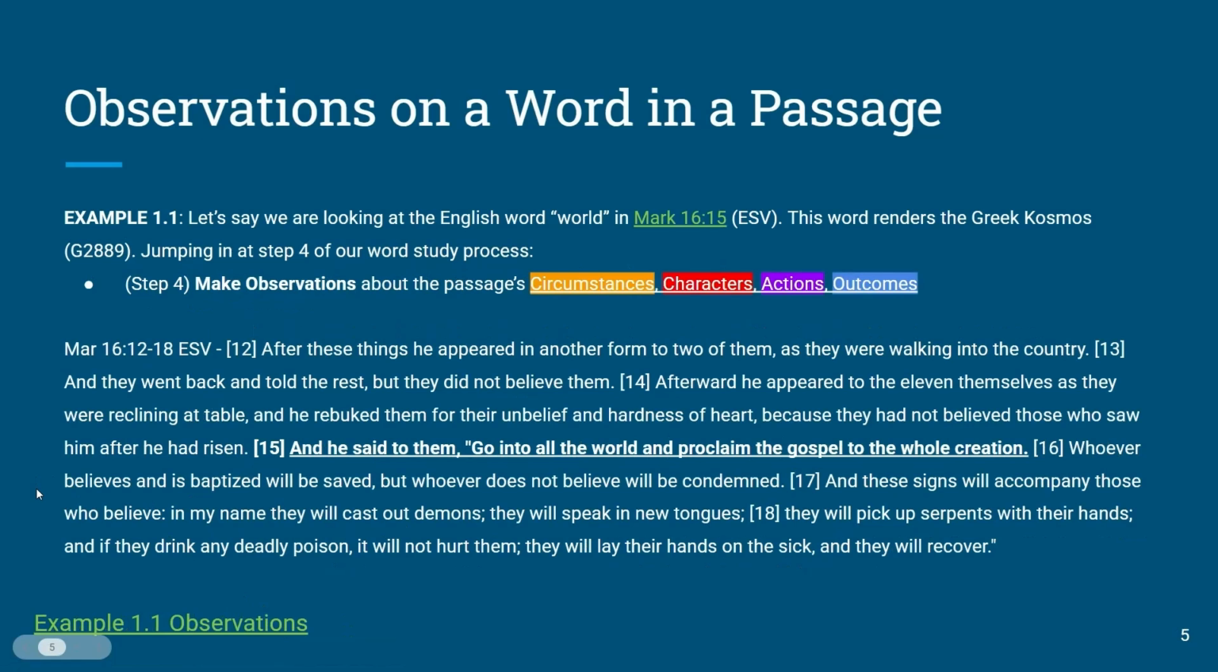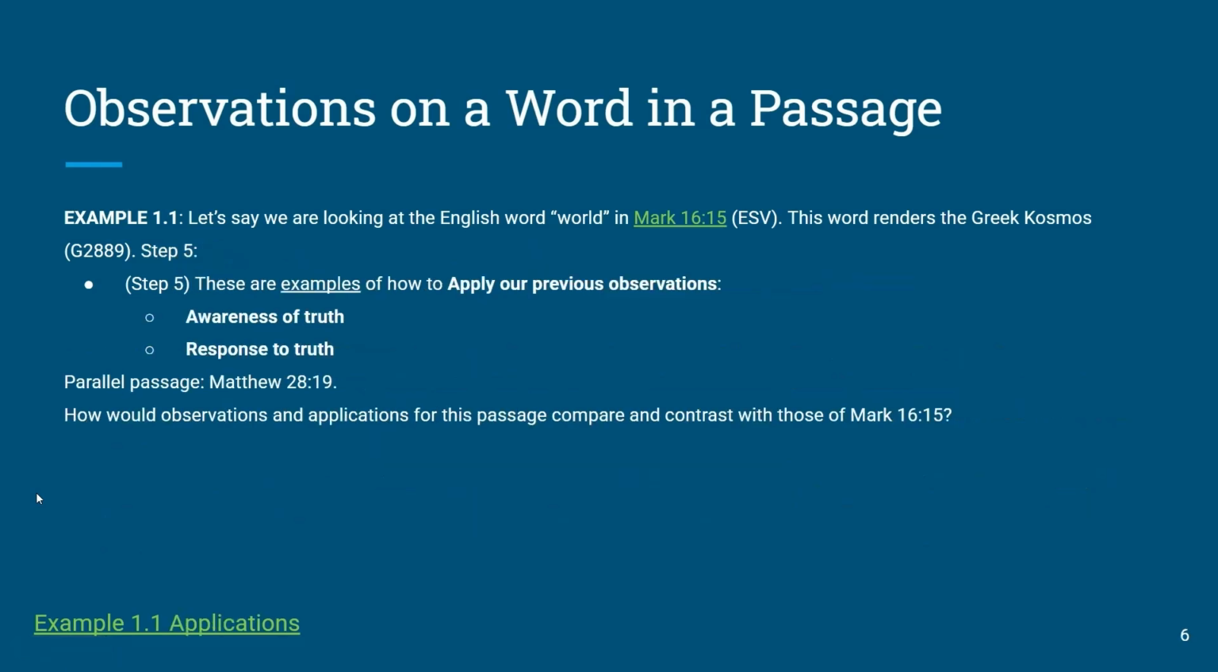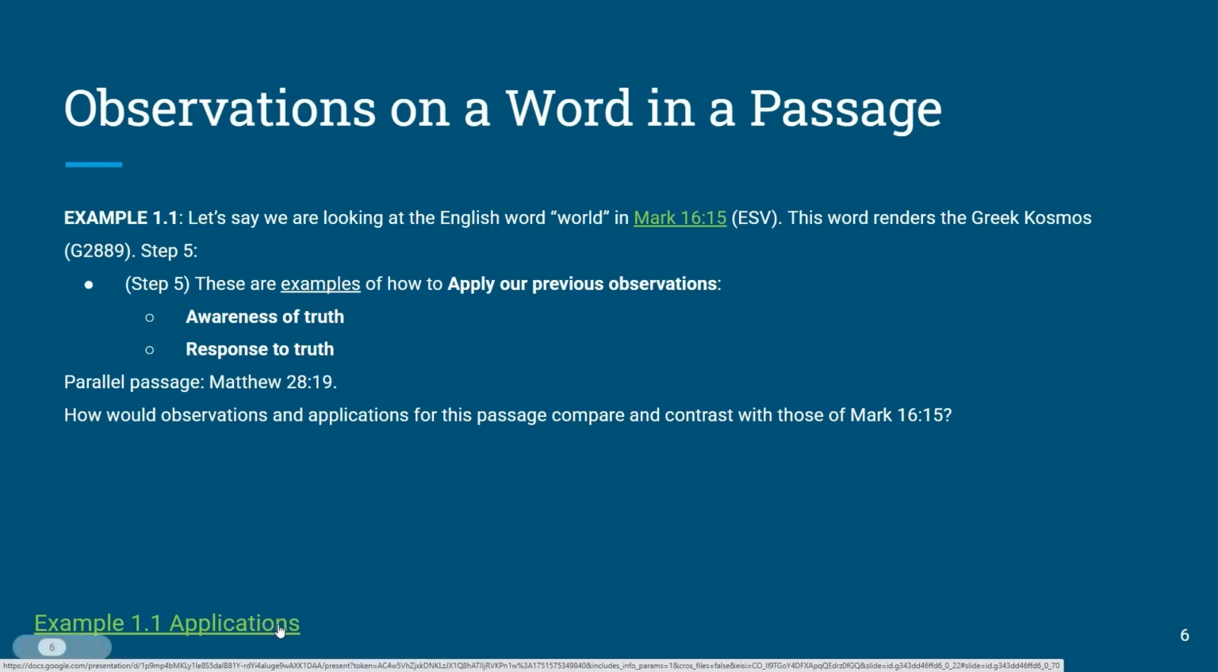Let's go on to step 5, because we've made some observations, but right now they're just observations about this passage. We can take them one step further and apply them to ourselves and our own situation. This is a step that is usually very personal for a person, and it gets a little bit more towards the devotional side of Bible study. But here are some examples of how I might synthesize my observations into an application.